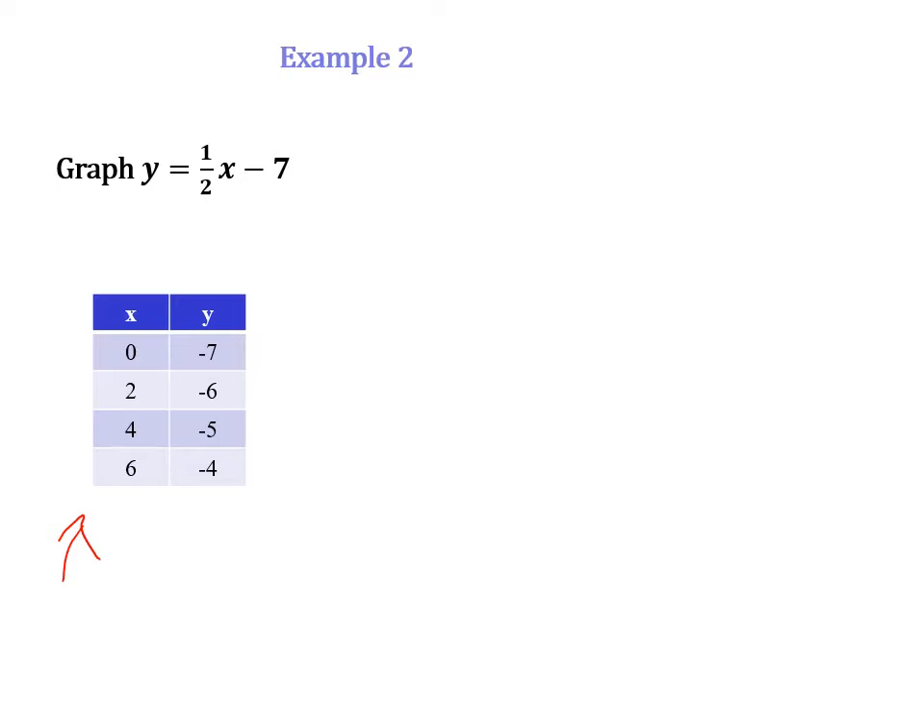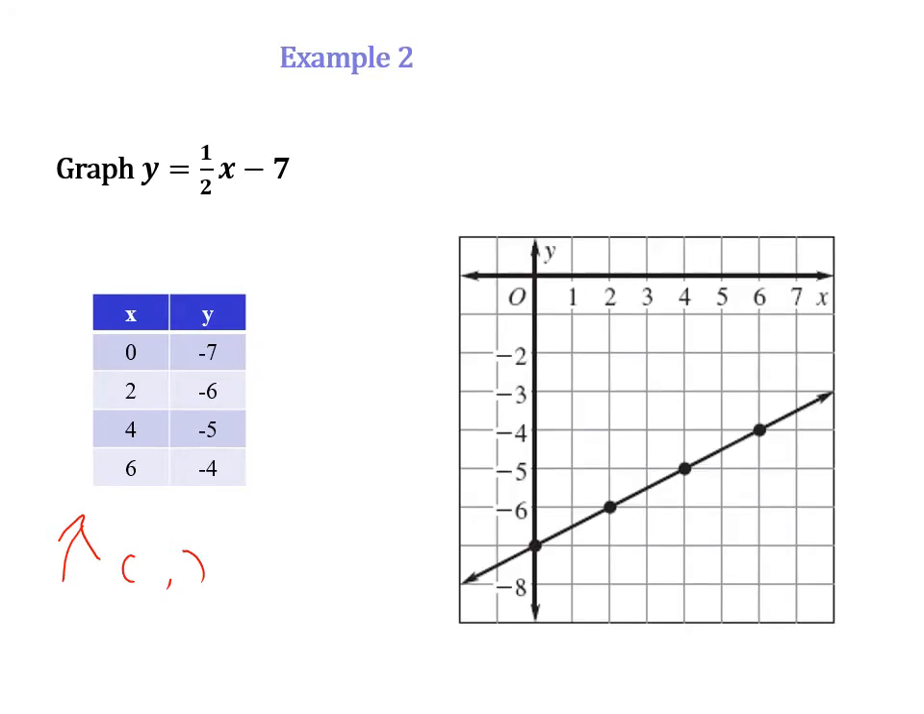Evaluating each of those values of x, we get the coordinate pairs 0, -7; 2, -6; 4, -5; and 6, -4. You do not need to list those as ordered pairs if you were just graphing and the directions do not say otherwise. Now we have graphed those 4 points, and we see that they do appear to make a line, and we draw a line with a straight edge through those points.